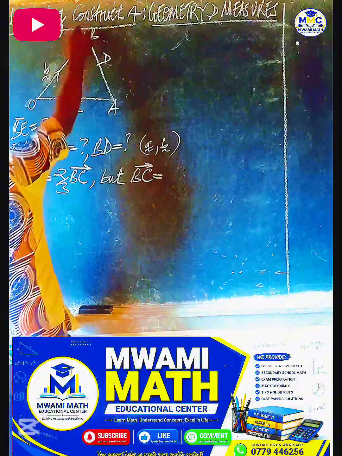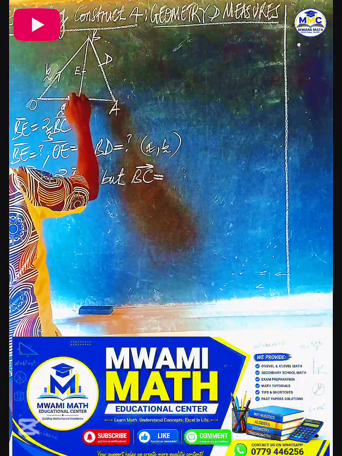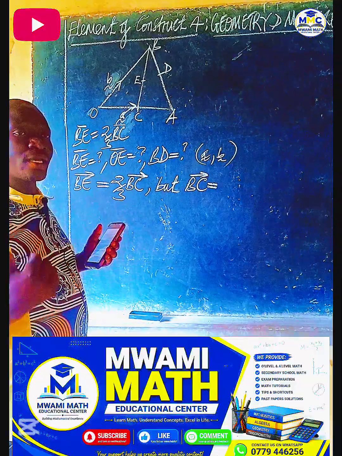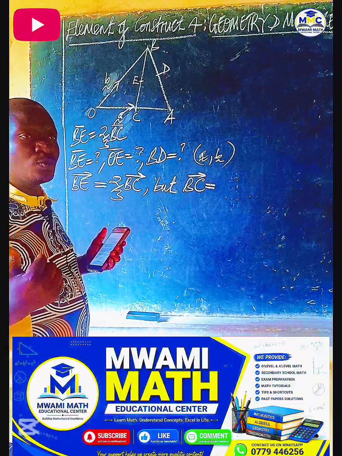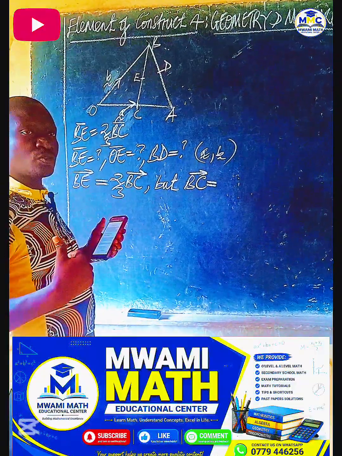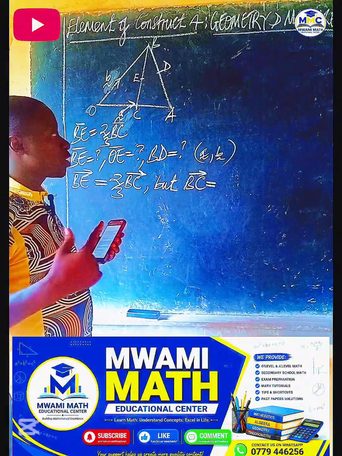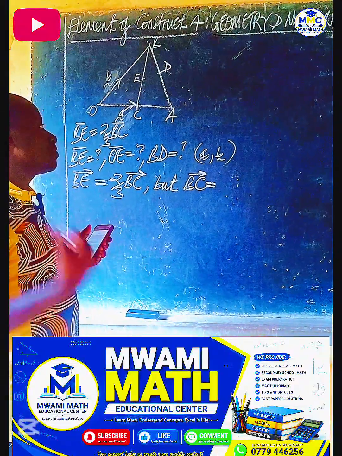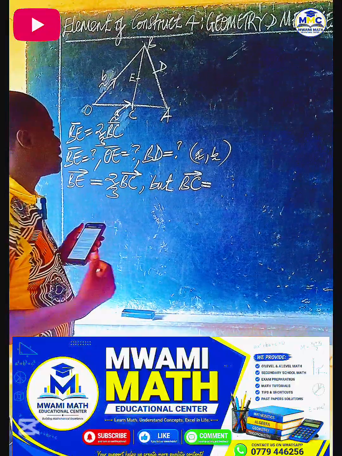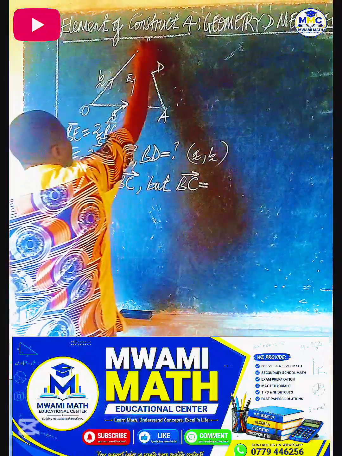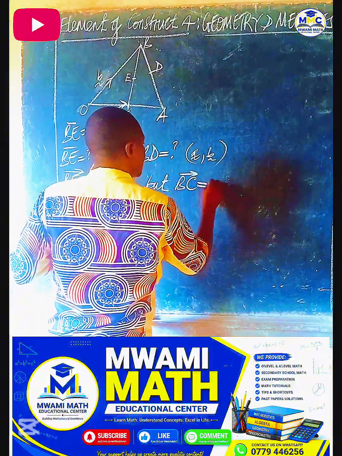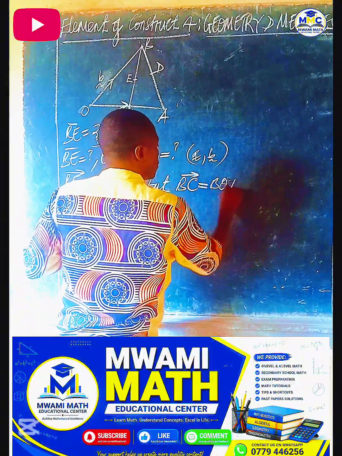BC is BO plus OC. Our dear viewers, when you are working out numbers on Venn diagrams, any movement that opposes the given direction is given a negative sign. So BC is BO plus OC.